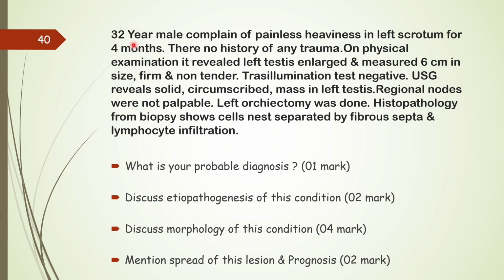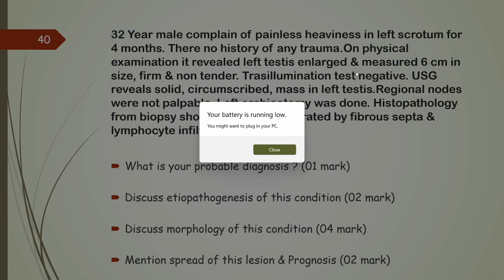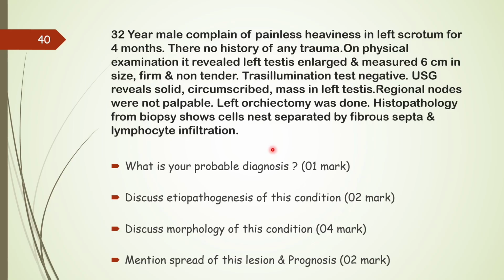It can be asked like this: a 32-year-old male complains of painless heaviness in the scrotum for 4 months, no history of trauma. Physical examination revealed the testis is enlarged, 6 centimeter size, firm and non-tender. So testis size is increased to 6 centimeter. Transillumination negative. Why are they doing the transillumination test? To differentiate it from a cyst. And USG revealed a solid circumscribed mass in the left testis.